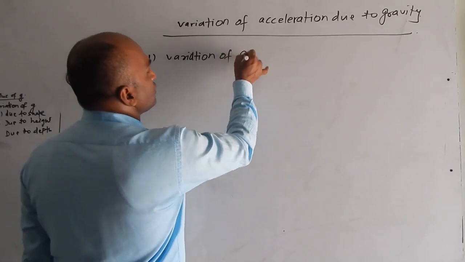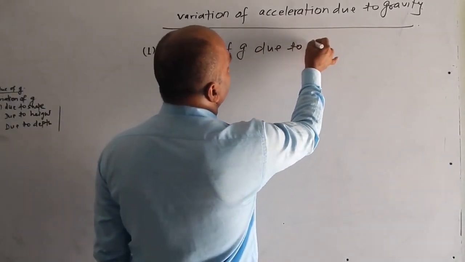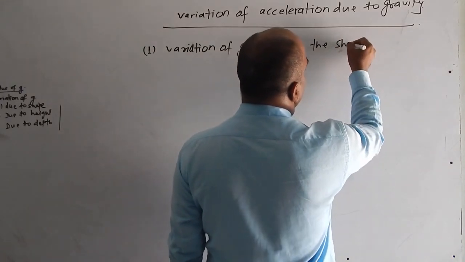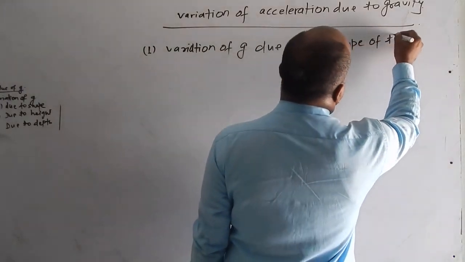Variation of g due to the shape of the earth.